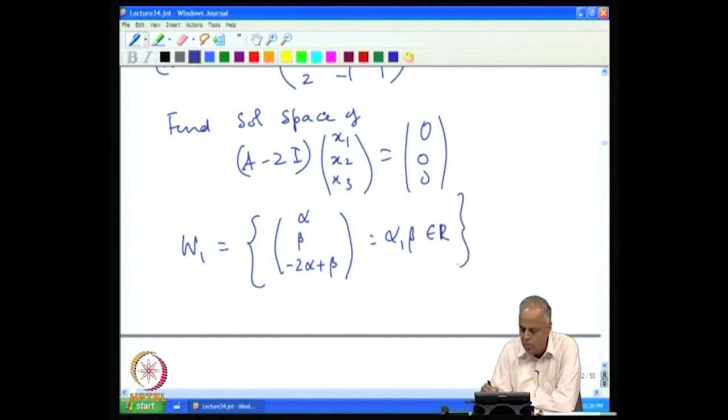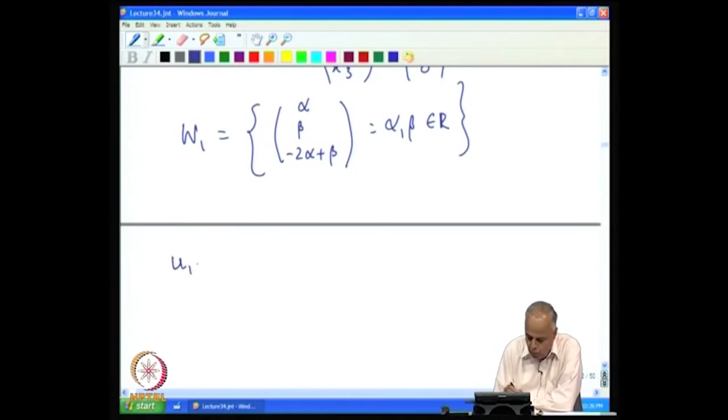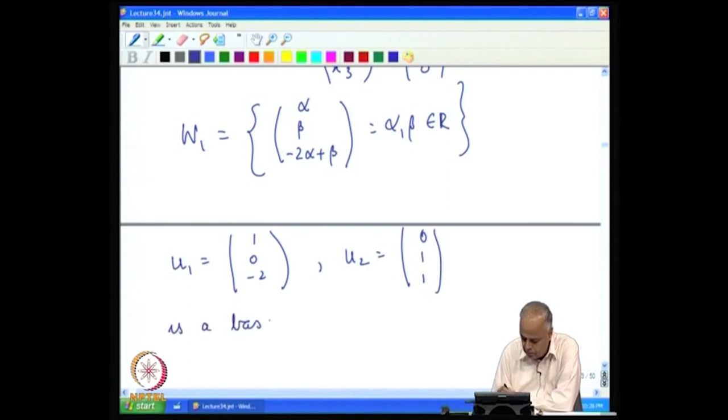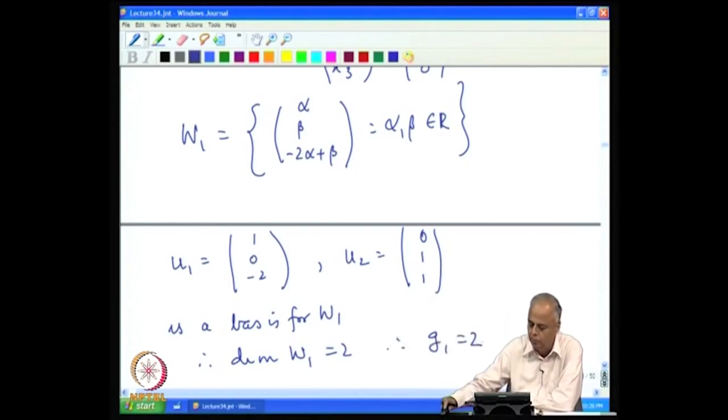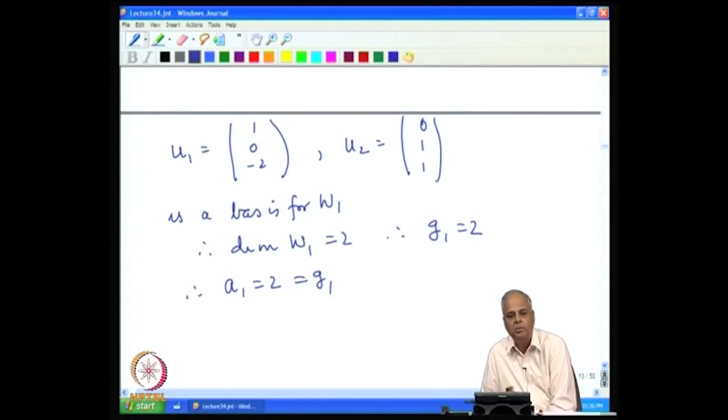So, this is the set of all solutions of this homogeneous system, and we easily see therefore, U1 equal to (1, 0, -2) and U2 equal to (0, 1, 1) is a basis for W1, and therefore, dimension of W1 is equal to 2, and therefore, G1, the algebraic multiplicity is 2. And you therefore see the algebraic multiplicity was 2, and this is also the geometric multiplicity. Thus, the geometric multiplicity and algebraic multiplicity are the same.